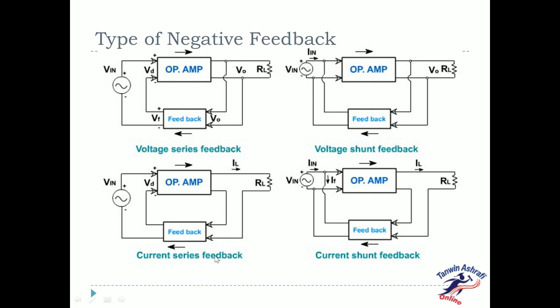Current series feedback. Feedback is obtained from the output current rather than voltage. It is taken from the current and is inserted in series with the input signal. Current shunt feedback. The feedback signal is obtained from the output current and is inserted in parallel with the input signal.